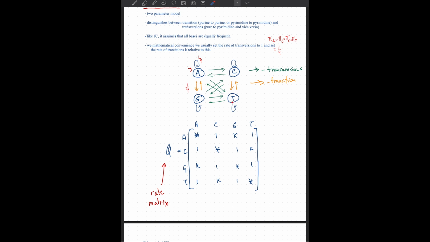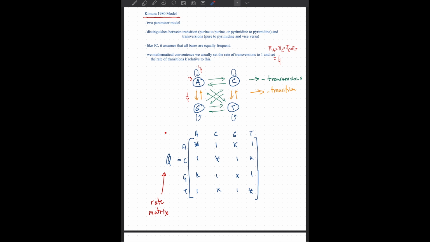And so basically what that means is that transversions usually have lower probability than transitions. So these arcs have higher weight than these green arcs, okay? The orange have higher weight than the green arcs. And so the Kimura model looks like this, A, C, G and T, A, C, G and T.